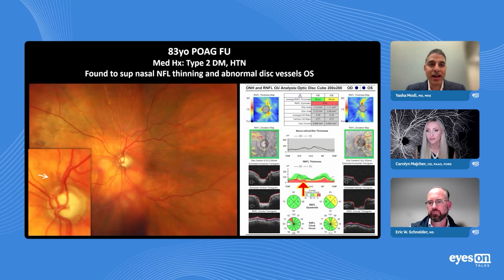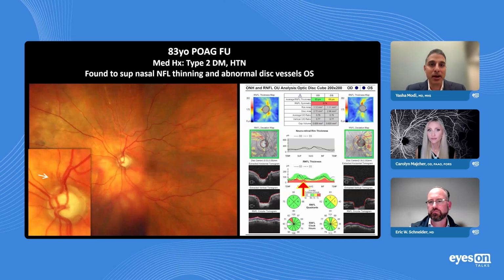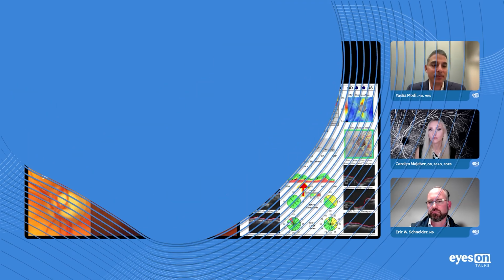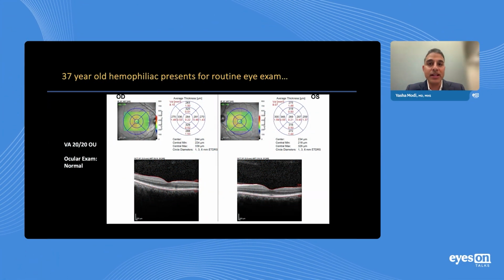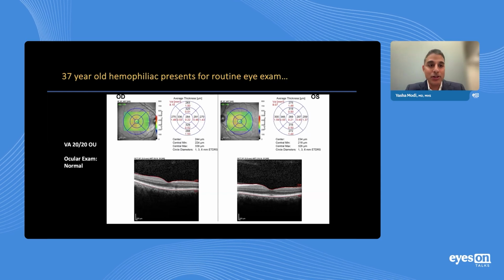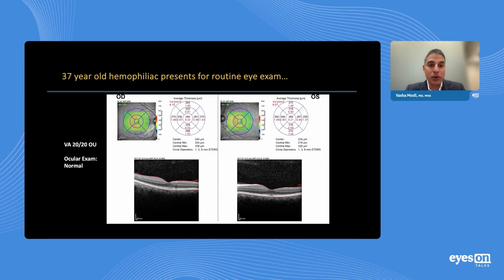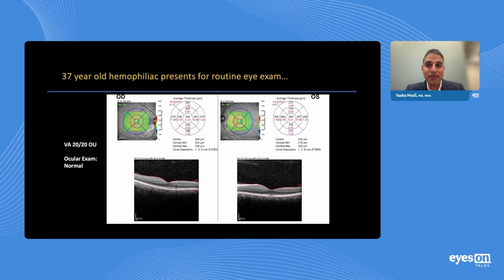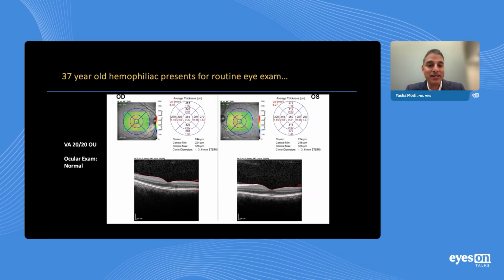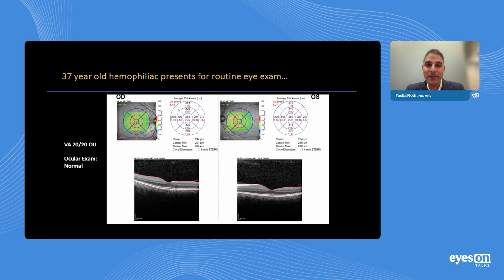So, with that said, I actually kind of want to move on to another case. This is a 37-year-old hemophiliac who presents for a routine eye exam. Vision's 20/20, ocular exam's normal. They actually thought I was a general ophthalmologist, so they just showed up in my clinic. And this is the OCT that I get.